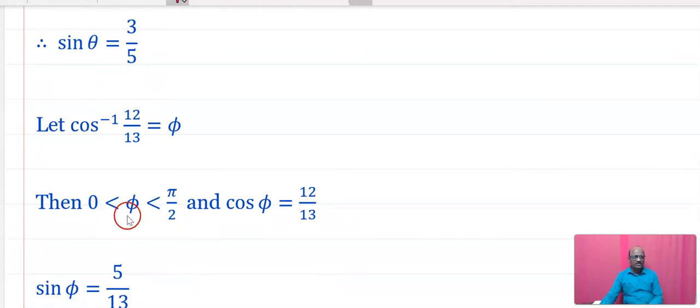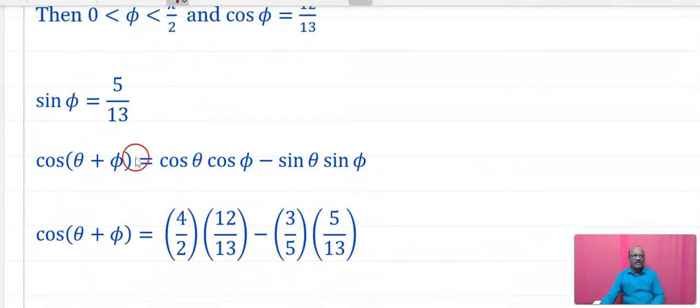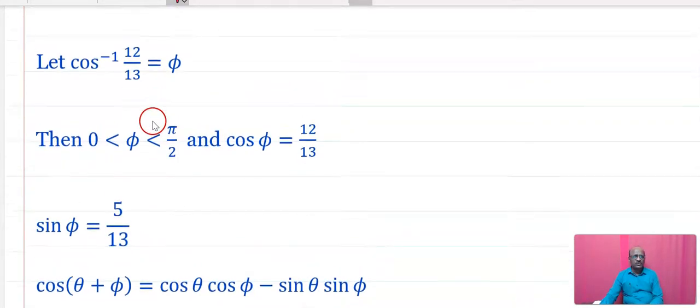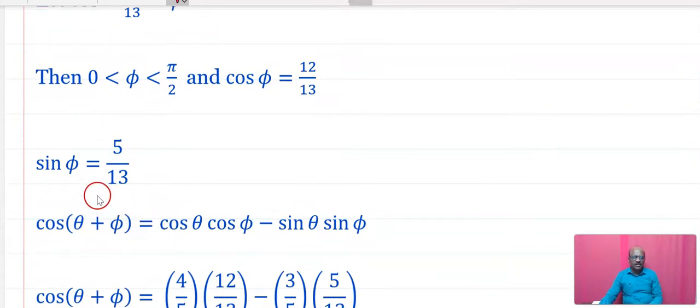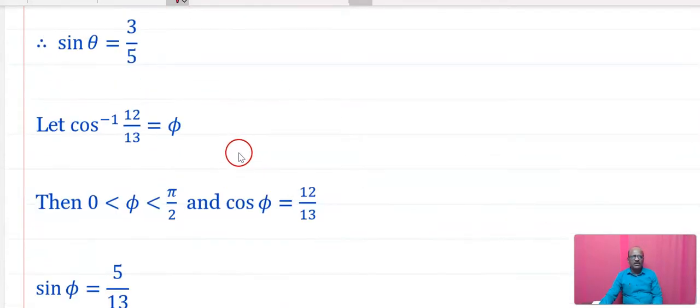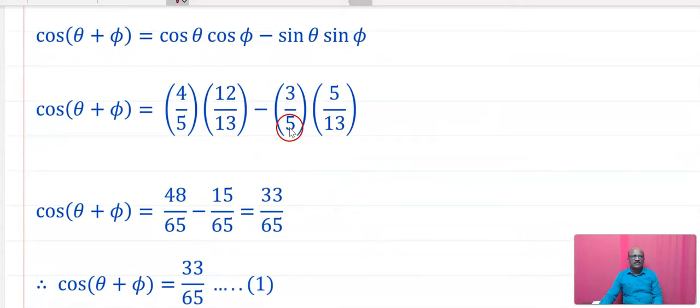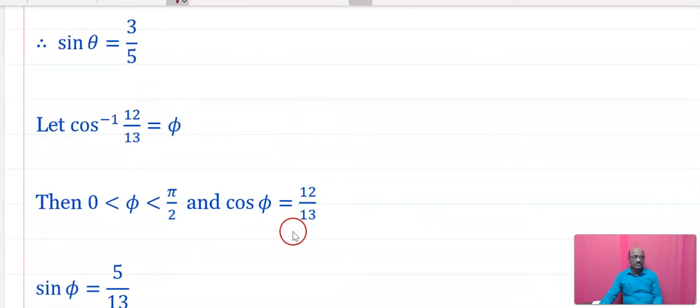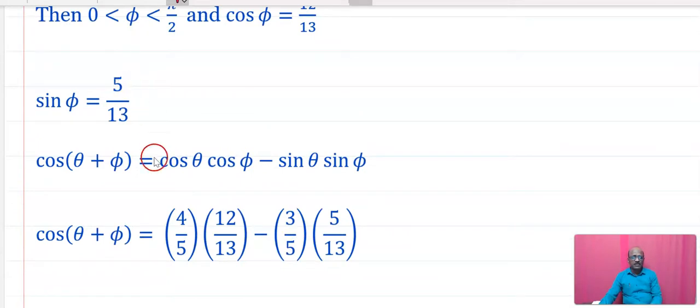And therefore, again phi lies between 0 to pi by 2. Cos of phi is 12 upon 13. And here sin phi is equal to 5 upon 13. Now the expansion of cos of theta plus phi is equal to cos theta cos phi minus sin theta sin phi. Now substitute the values. Cos of theta is 4 by 5, cos of phi is 12 by 13, the value of sin theta is 3 by 5, and sin of phi is 5 by 13.